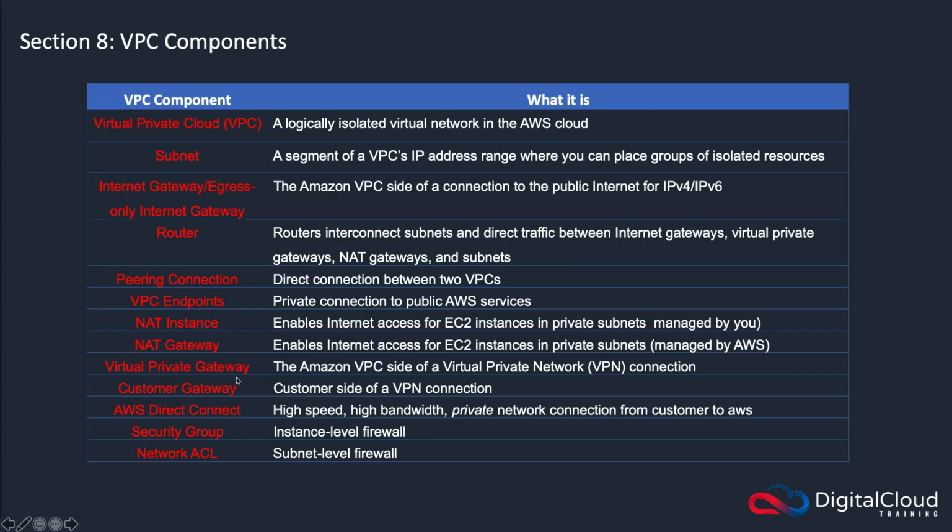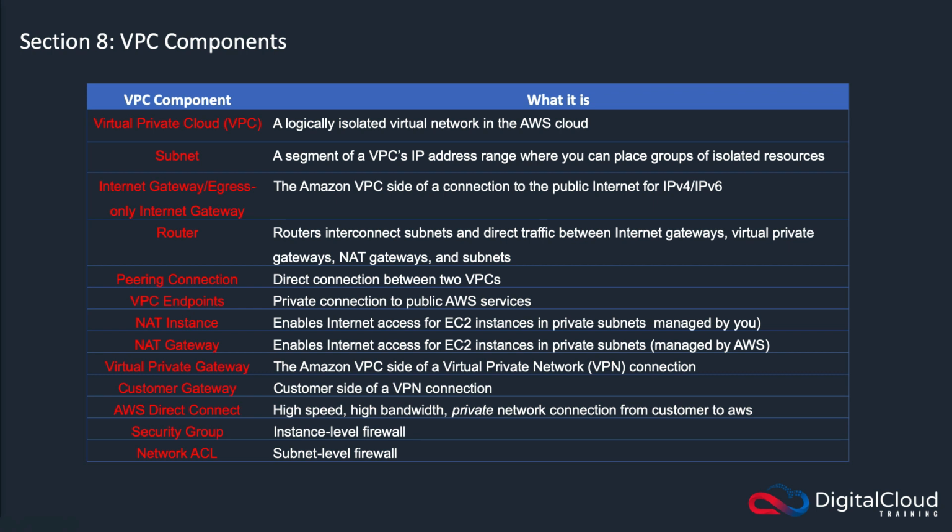A virtual private gateway and a customer gateway, these are both parts of virtual private networks. So a way to connect into Amazon over the public internet and create a private or at least a virtual private network, so something that's encrypted and secure. And again, we're going to go over those in detail later in the section, along with AWS Direct Connect. So this is another way of connecting from, in this case, a corporate data center or a corporate network into the AWS cloud. And you create a private connection that doesn't go over the internet.